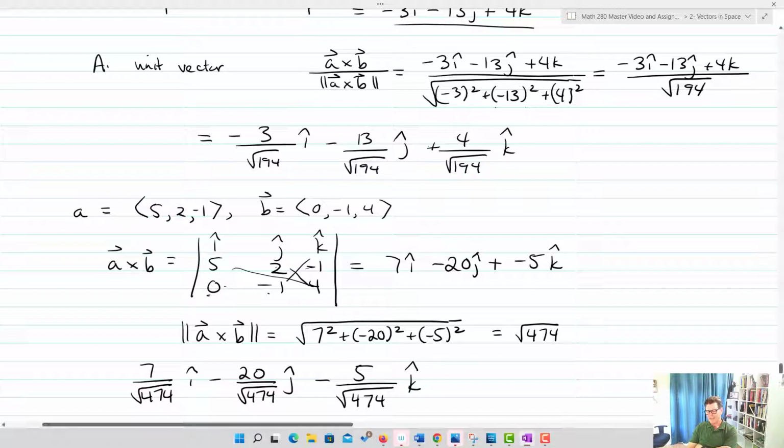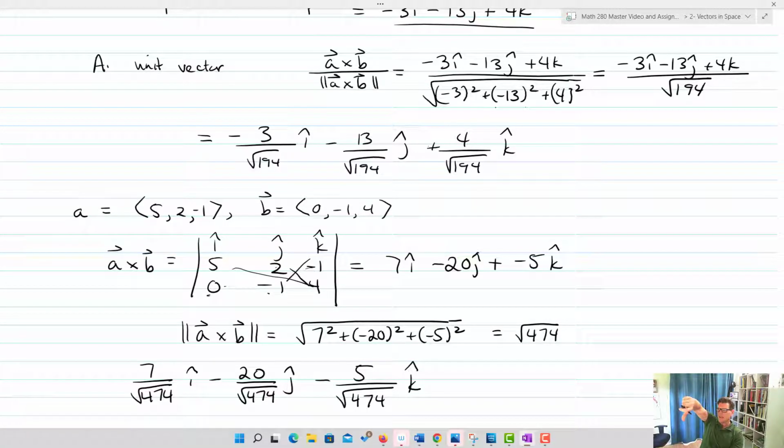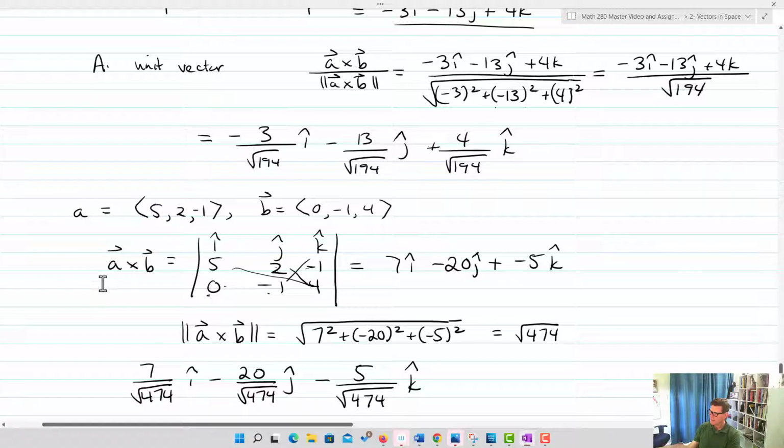Like I said, a really key thing. Something to notice about this is had we switched it, made it B cross A, the vector would still be orthogonal to the other two. It would still be unit. It would actually have the exact same magnitude, but it would be pointed in the opposite direction. Still orthogonal, just pointed in the opposite direction.